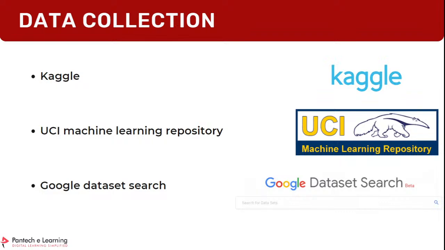And for data collection, you have some websites which you can look into. For example, you can look into sites like Kaggle. You can look into sites like the UCI Machine Learning Repository, or you can utilize Google Dataset Search. And apart from this, we have a lot of data collection sources. But downloading from these is fine, but how is the data actually created or collected? That is an important task.